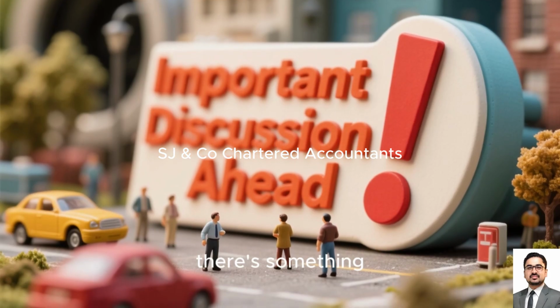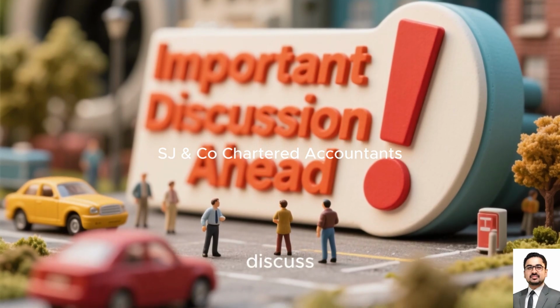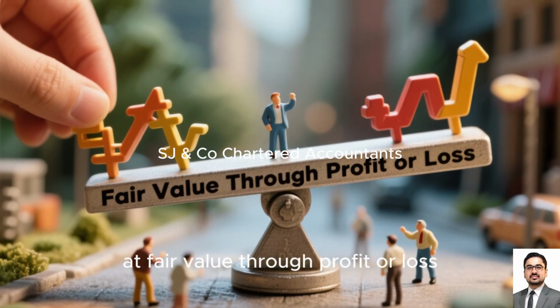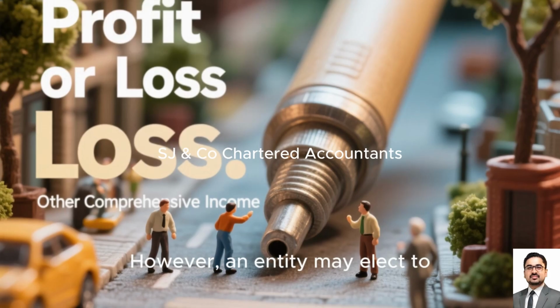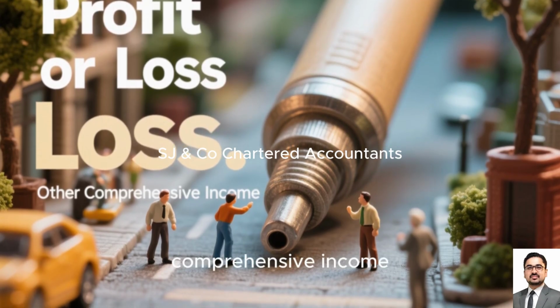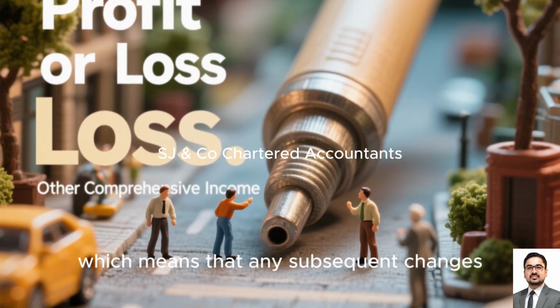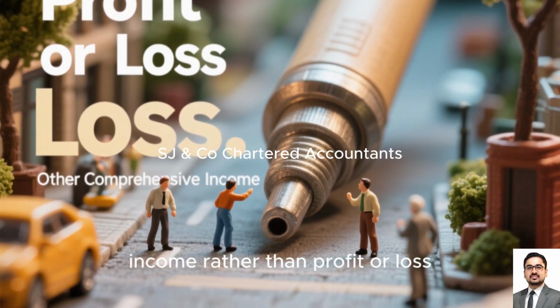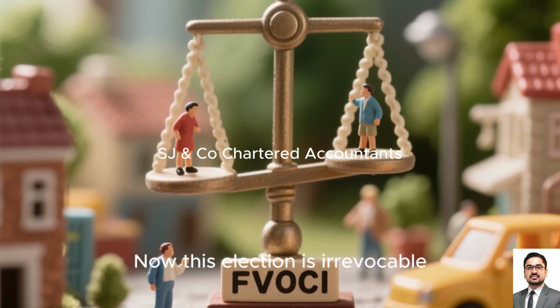Now, before we move on, there's something important that we need to discuss. When it comes to equity instruments, by default, they are classified at fair value through profit or loss. However, an entity may elect to classify these instruments at fair value through other comprehensive income, which means that any subsequent changes in fair value will be recognized in other comprehensive income rather than profit or loss. Now this election is irrevocable.